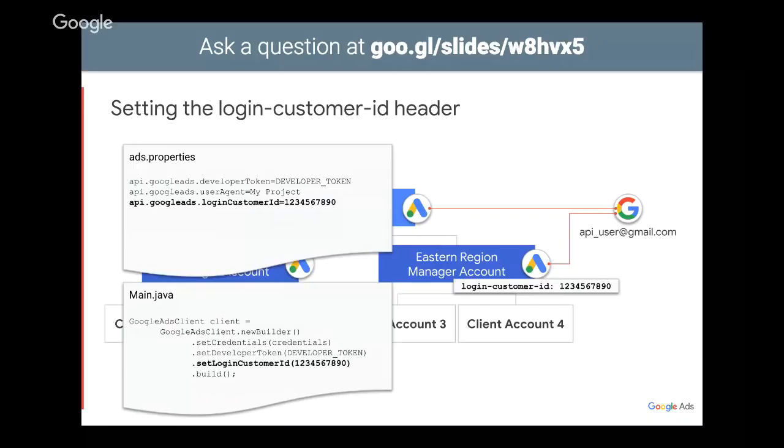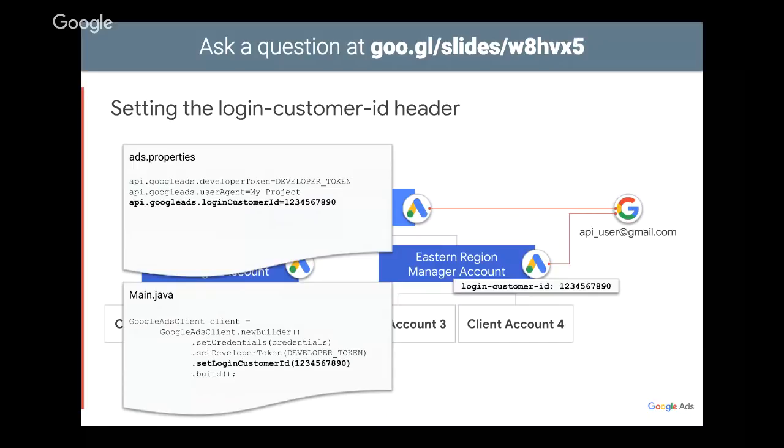You can either set it once and forget it in a properties or config file. Like on the top here, you can set login customer ID equals a certain value. Or if you plan on changing that and having it set dynamically, you can set it in code. So you can create a Google Ads client builder in your code, the same way you can set your credentials, your developer token, the client customer ID. You can also now set the login customer ID. And when you do that, that makes it explicit who you intended to log in as.